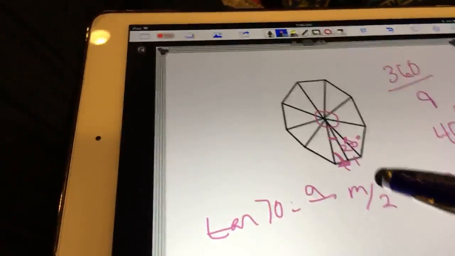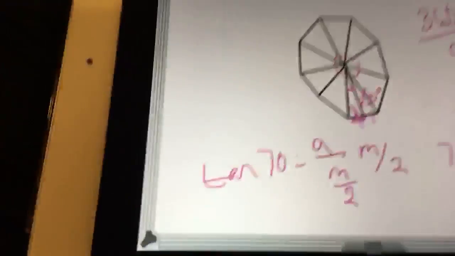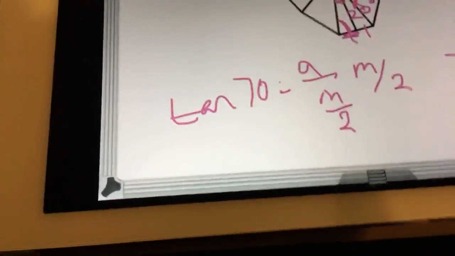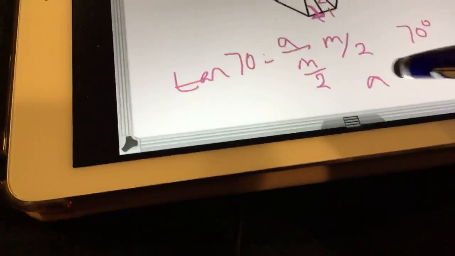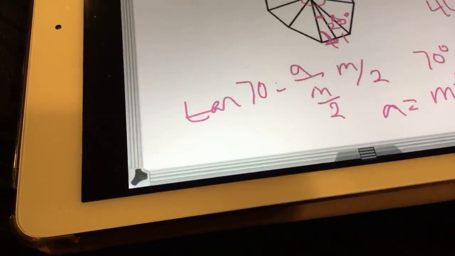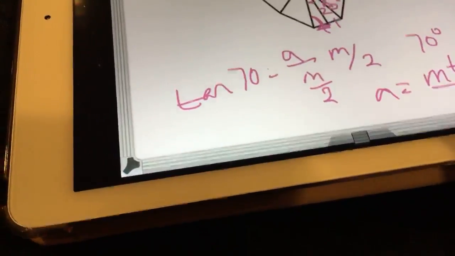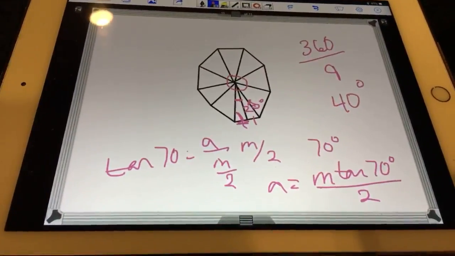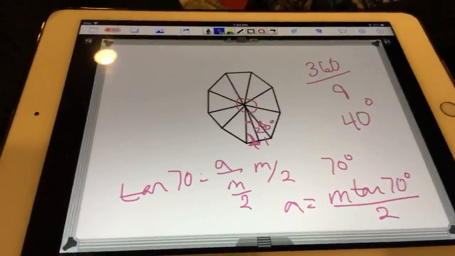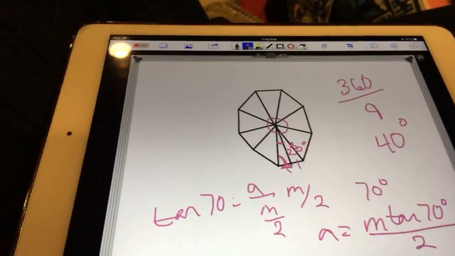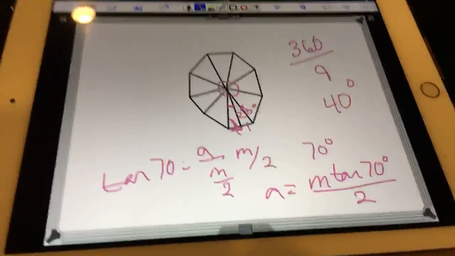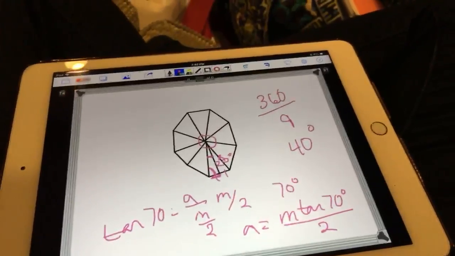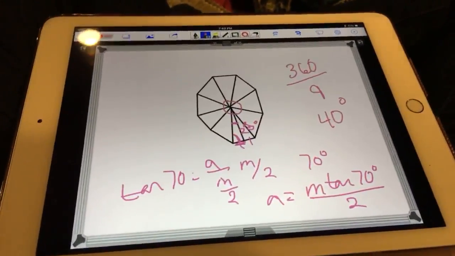And then m over 2 is the adjacent. Okay? So we have A over m over 2. We're then going to multiply both sides by m over 2 so that we get that A equals m tangent of 70 degrees over 2. Okay? Does that clear up some stuff about the apothem? If you have other general questions about it, I'm more than happy to answer them. And then I know we have a couple of other questions on deck to answer. But if there are questions about apothem, then I'll definitely answer them now.